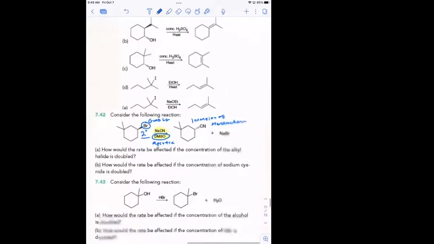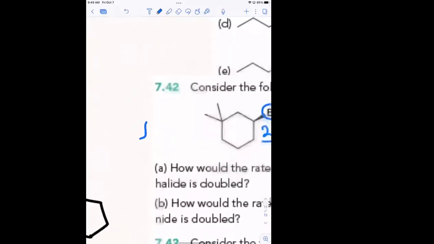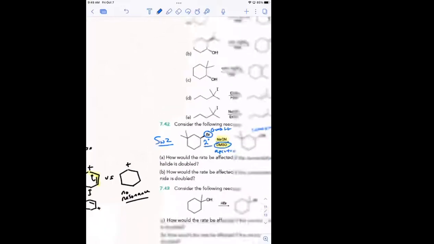What do you think? SN1 or SN2? We know it's a substitution because the leaving group got swapped out with the nucleophile. So it's not an elimination, right? Now, the question is, what mechanism did the reaction go through? SN1 or SN2? SN2, good. Now we can answer these questions.